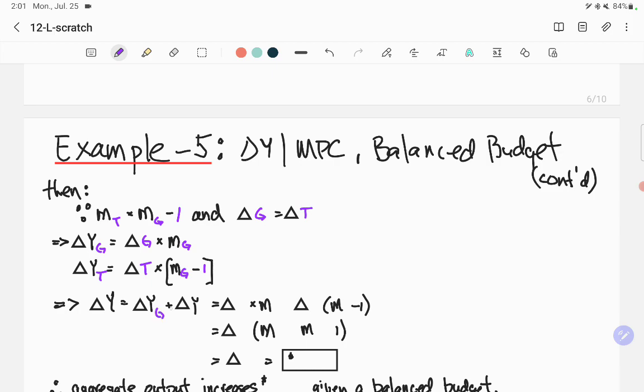So delta Y is equal to delta G plus delta T, which is delta G times MG minus, there's that minus sign again for you. That's the trick to this. Minus delta G times MG minus 1. Pull out the delta G's and you're left with MG minus MG plus 1, because a minus multiplied by a minus gives a plus, and minus multiplied by the positive gives MG. These cancel.